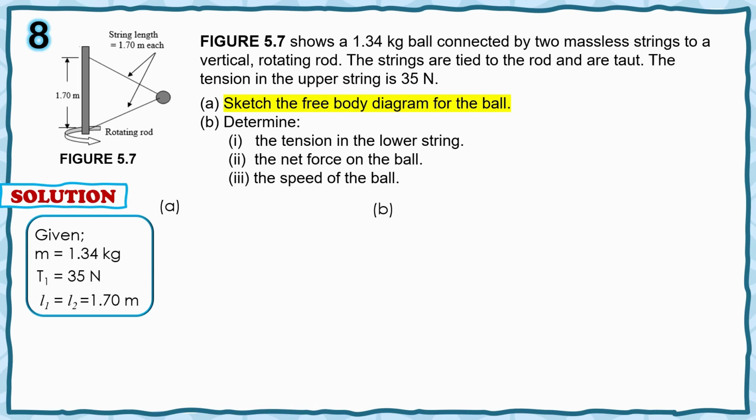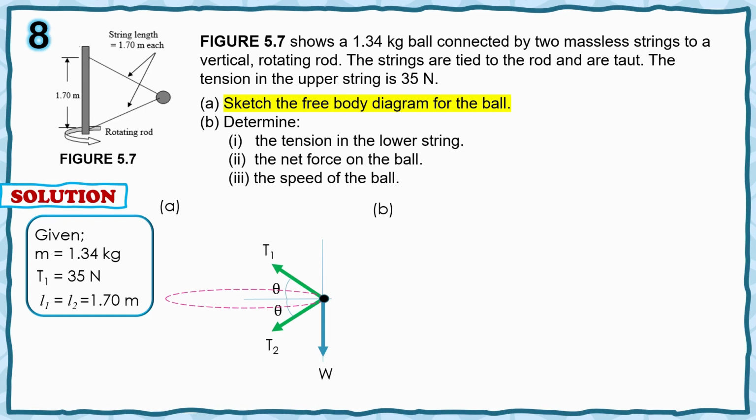To sketch the free body diagram of the ball, you need to identify the point object and also the type or case of the circular motion. So in this case, because the ball is rotating with the rod, the ball makes a horizontal circular motion. And then, referring to the free body diagram, there are the weight of the ball, the tension in the upper string and the tension in the lower string, represented by T1 and T2 respectively. So this is a free body diagram referring to the figure given.